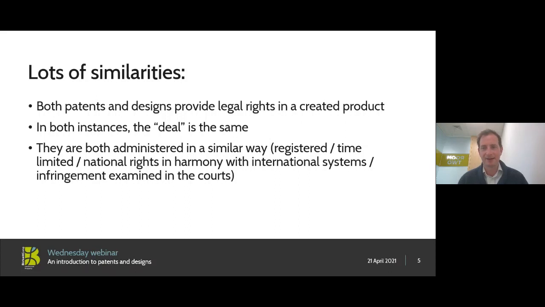So you might go to the High Court, and if you didn't win in the High Court, then you might go to the Court of Appeal, and so on. All right, next slide, please.